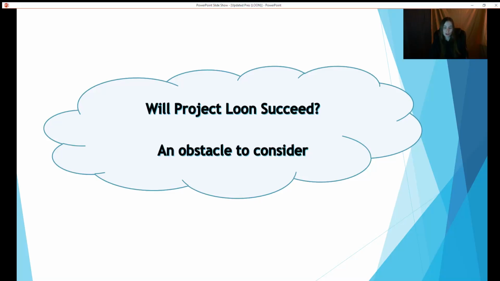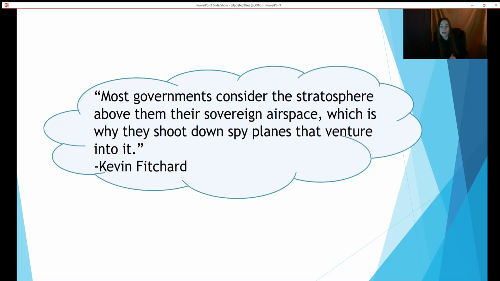As Kevin Fitchard mentions, most governments consider the stratosphere above them their sovereign airspace, which is why they shoot down spy planes that venture into it. The long-term goal for Project Loon is to let these balloons go about on their own and give internet where needed. To do this is going to require a lot of negotiating with governments to make sure this is okay and to meet the regulations.